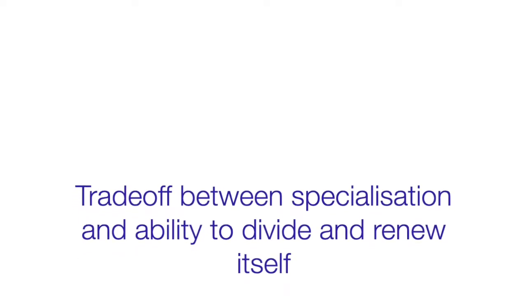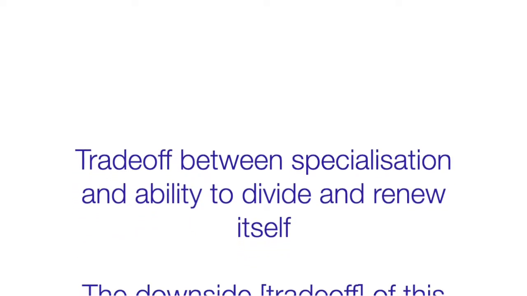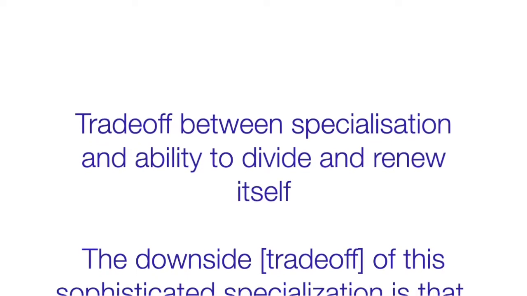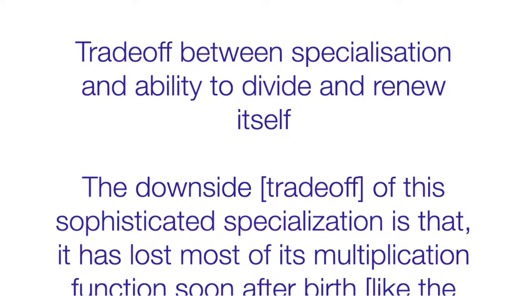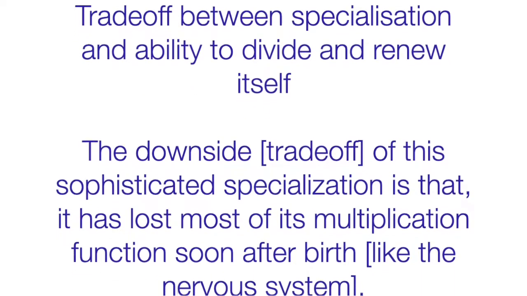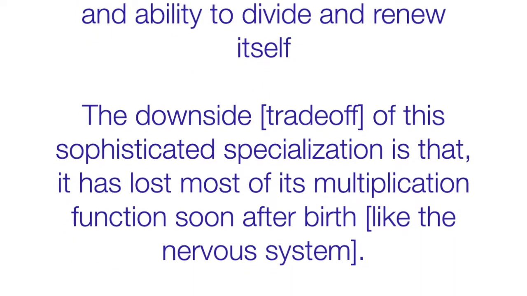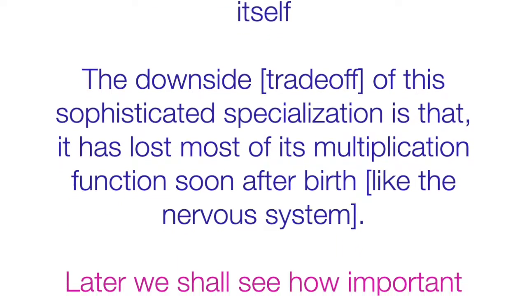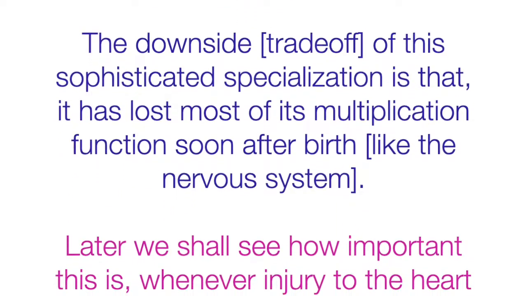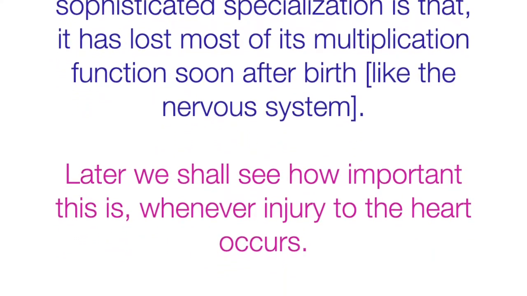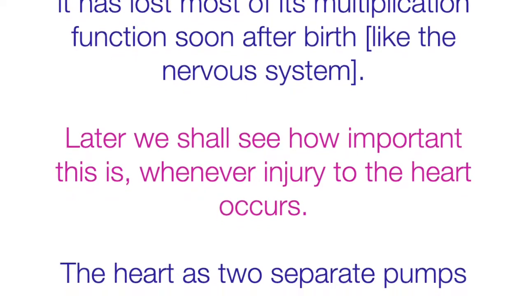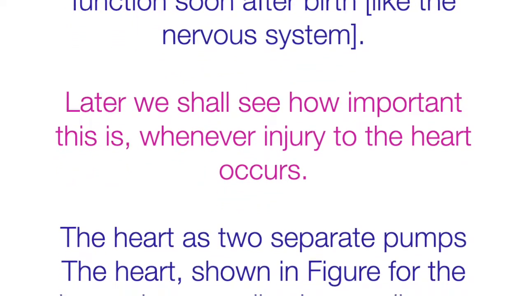Trade-off between specialization of heart muscle and the ability of the heart to divide and renew itself. The downside of this sophisticated specialization of the heart muscle is that it has lost most of its multiplication function soon after birth. It is just like the nervous system, which has lost similar capacity. Later we shall see how important this is whenever injury to the heart occurs.